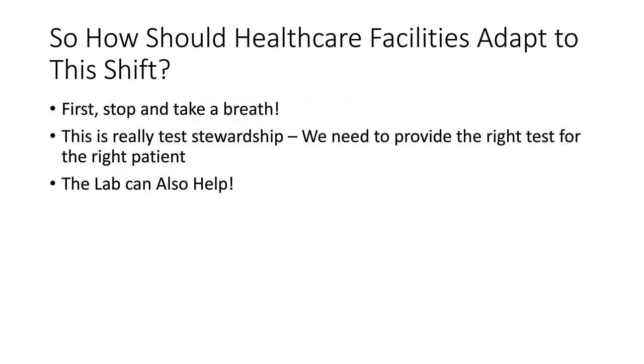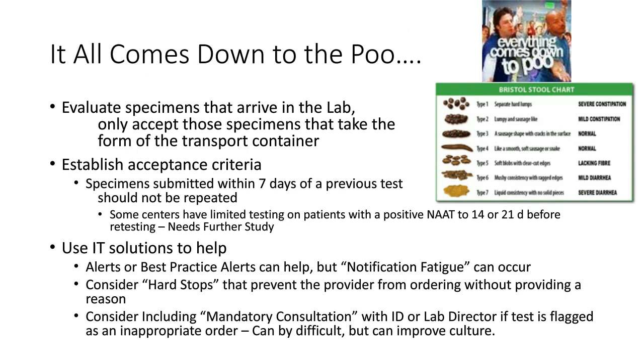We in the lab can also help a great deal. And one of the places that we in the lab can help is ultimately in how we receive specimens. For those of you that may have watched Scrubs years ago, as Scrubs used to tell us, everything comes down to poo. And so when we get specimens into the laboratory, we need to evaluate the specimens to make sure that they take the form of the transport container, or as the Bristol stool chart indicates, really those type 6 and type 7 specimens are the only specimens that we should be testing.